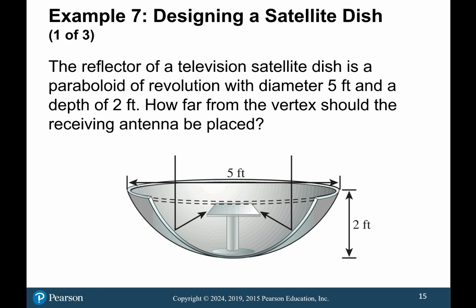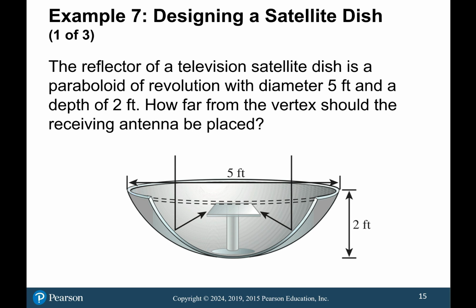For one of them here, we're going to say the diameter of this thing is 5 feet. It has a depth of 2 feet. The signal from the satellite is going to be collected and focused. Yeah, that's why we call it a focal point. It's going to be focused where? How far from the vertex should the receiving antenna be placed? Okay.